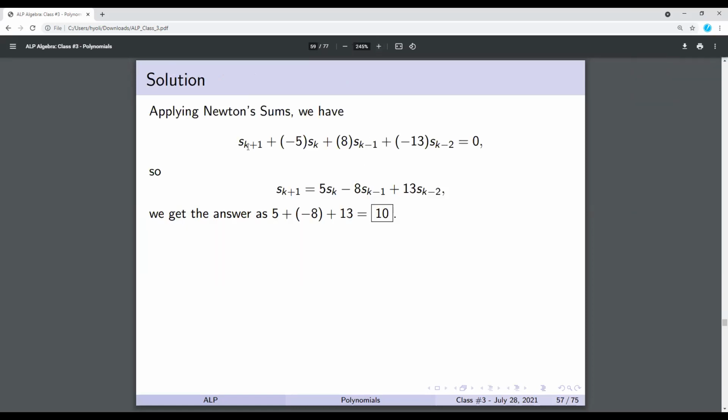If we apply Newton's sums, we get s of k plus 1 plus negative 5 of s of k plus 8 of s of k minus 1 plus negative 13 s of k minus 2 equals 0. And thus we have s of k plus 1 equals 5, negative 8, and 13, which are the coefficients we need, and thus our answer is 10.